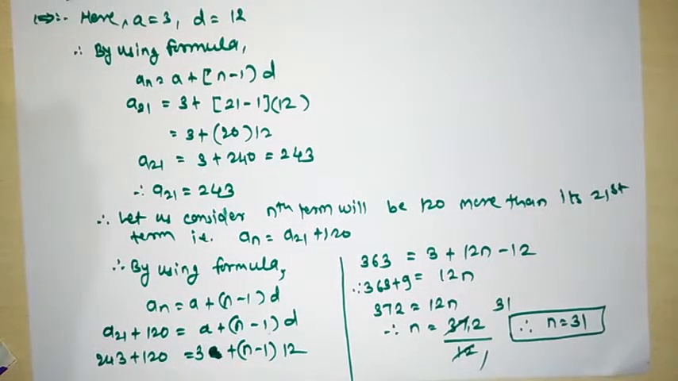Now from this we can say that, you have to write below this, therefore the 31st term is 120 more than its 21st term.